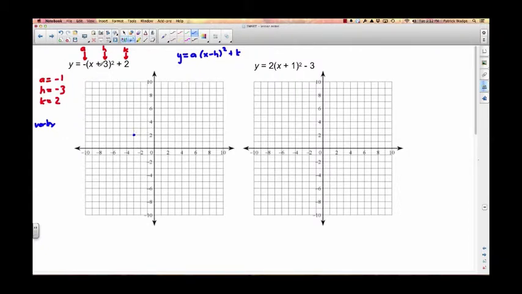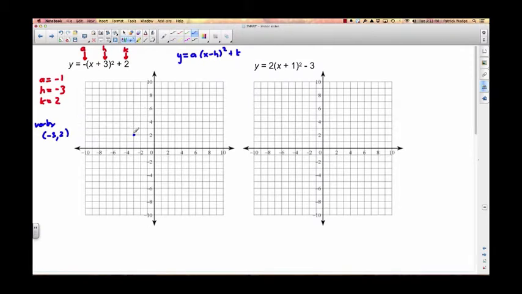So basically, to get the vertex, take the opposite of the h value, or opposite of what it looks like. The h value really is -3. But take the opposite of what it looks like when you first look at this, which is -3. And then take the k value, which is 2. So there's my vertex, -3, 2.